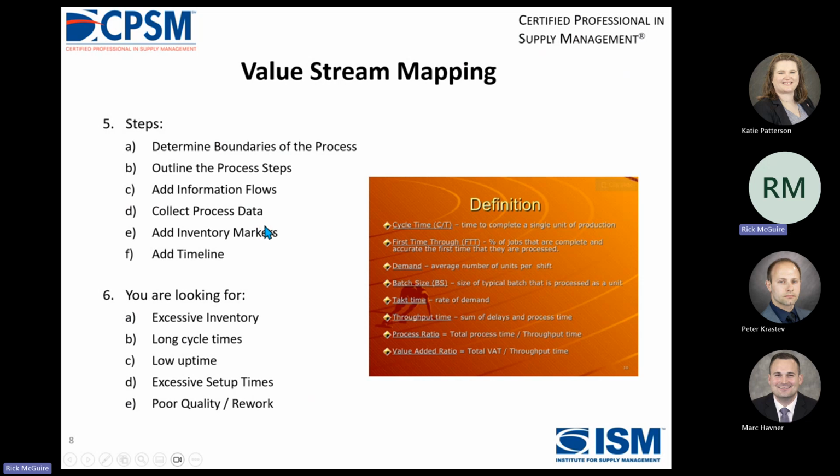Determine boundaries, outline the process, add information flows, collect process data. You're looking for things like excess inventory, long cycle times, low uptime, excessive setup times, poor quality, rework. Here are some of the definitions that you'll see on a value stream map: first time through, FTT, demand, batch size, all this good kind of stuff. This is why it's usually done by manufacturing engineering.